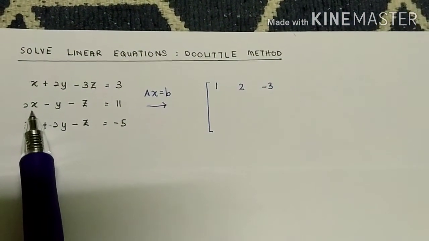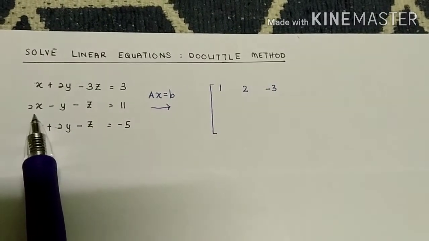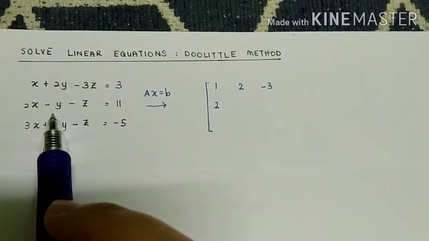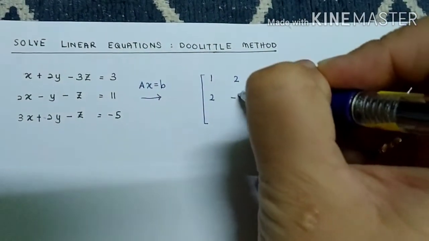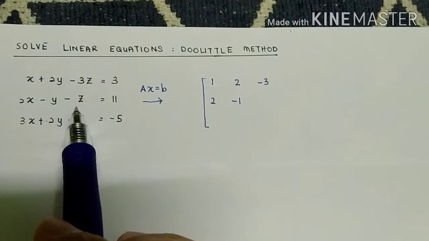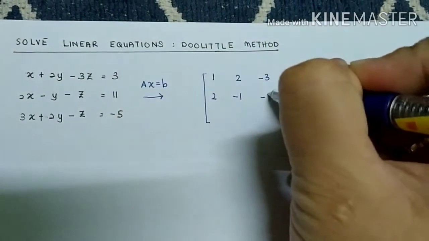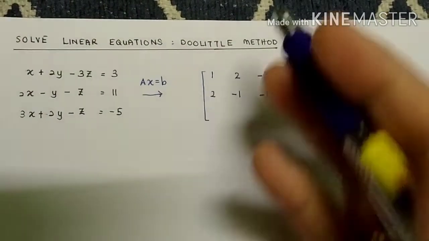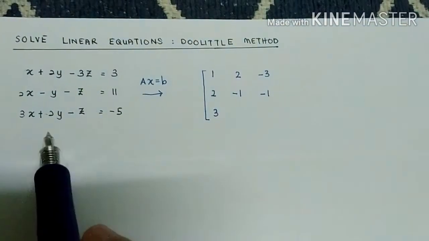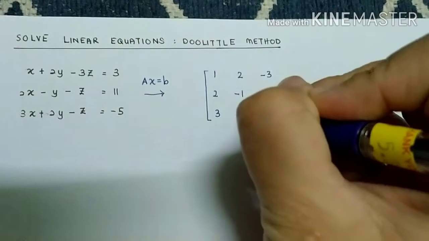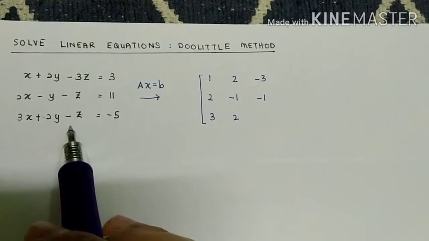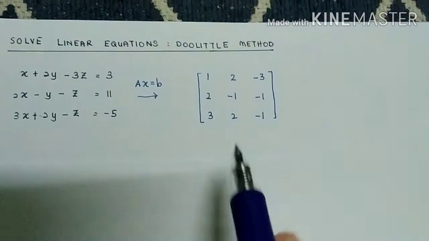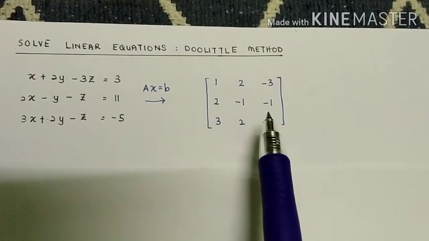And for the second equation, we have 2x, so 2, minus 1y, so negative 1, and then minus 1z, so negative 1. And for the third equation, we have 3x, so 3, plus 2y, so positive 2, and minus 1z, so negative 1. So this is our matrix A.